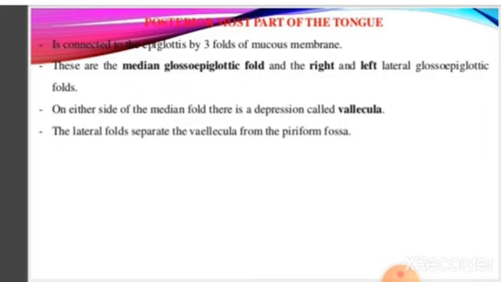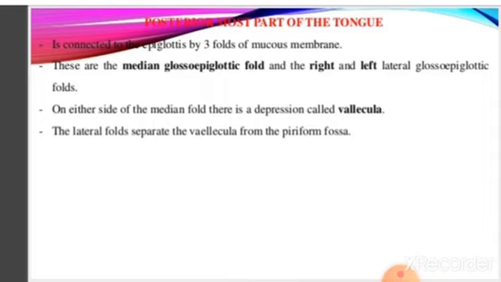On either side of the median fold there is a depression called the vallecula, and the lateral folds separate the vallecula from the piriform fossa. So, these are the various parts of the posterior most part of the tongue: the vallecula, the median glossoepiglottic fold, and the right and left lateral glossoepiglottic folds.